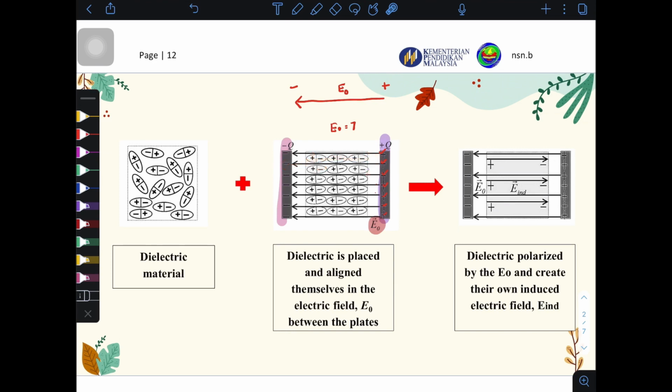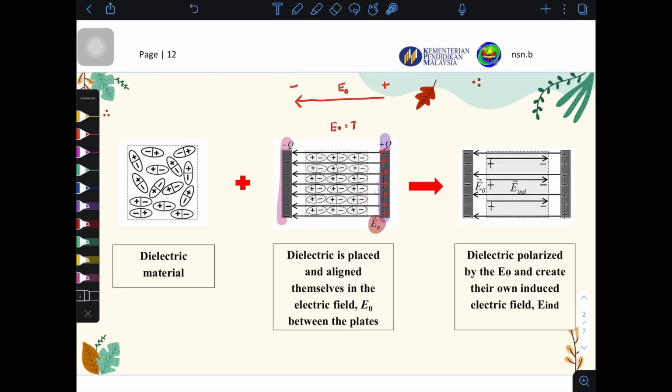Okay, so menyebabkan, the dielectric is placed and aligned themselves in the electric field between the plates. Menyebabkan dia align sendiri, tersusun sendiri sebabkan dia ada electric force. Sebab dia tertarik lah, opposite charge. Okay, so what will happen? Bila dia tertarik macam itu, the dielectric is polarized by the E0 and creates its own induced electric field.